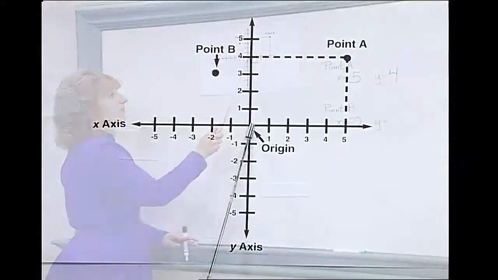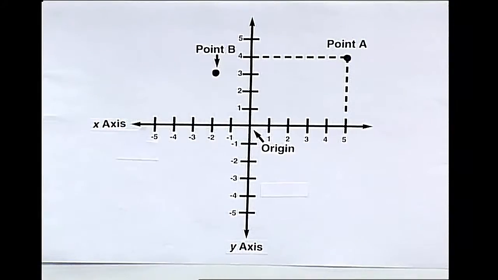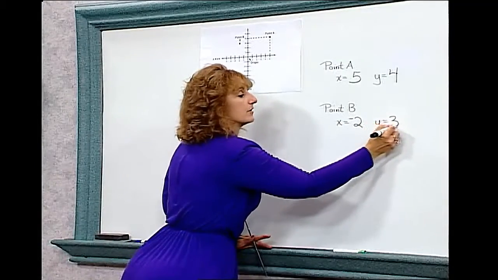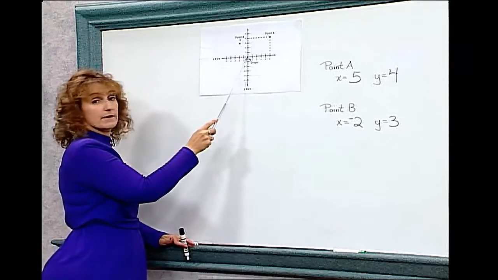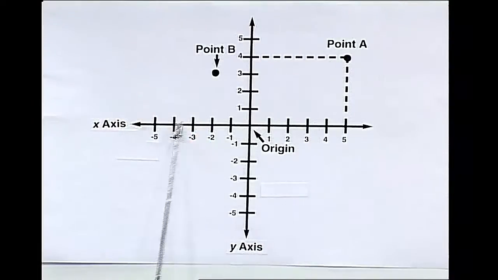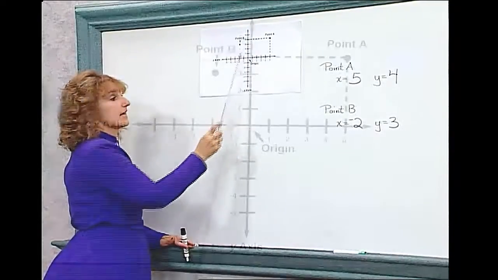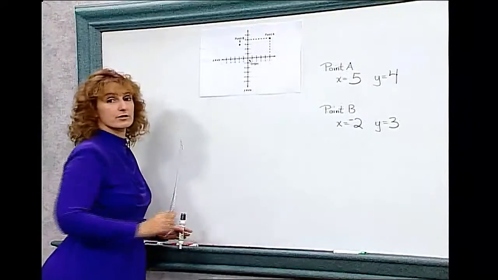Now I need to know how far up I would go for point B. If I'm at -2, 1, 2, 3 up on the y-axis tells me that my y-coordinate is 3. So remember, you're starting at the origin, you're moving right or left first. Then you move up and down. Right or left gives you your x-coordinates. Up and down gives you your y-coordinates.